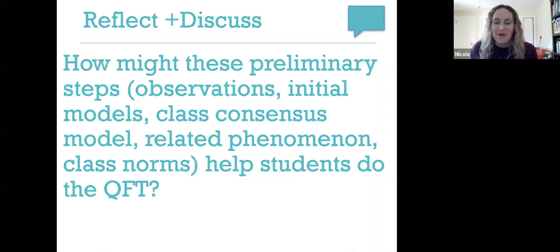So I'd like you just for a moment, the chat box is up. If you could write down how you think these preliminary steps, these primers, might help students do the QFT and ask questions. I'll give you 2 minutes if you want to add to the chat box, and then Sarah can share some of your thinking. So I'll set my timer so I don't lose track of time. So again, take the next 2 minutes to just think about how these first 8 steps that I just showed you might help students do the QFT and launch into question asking.